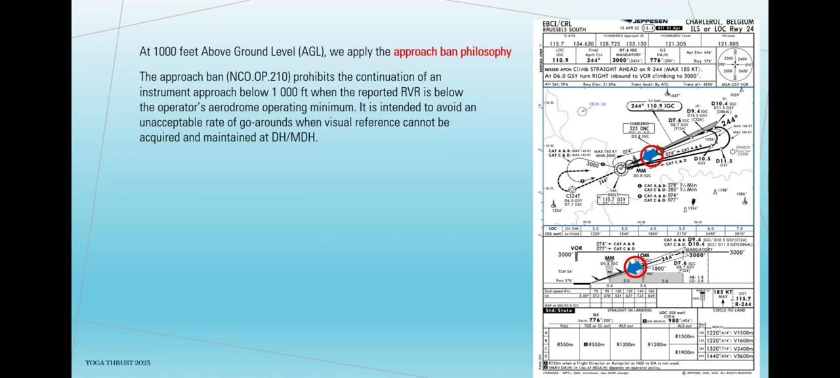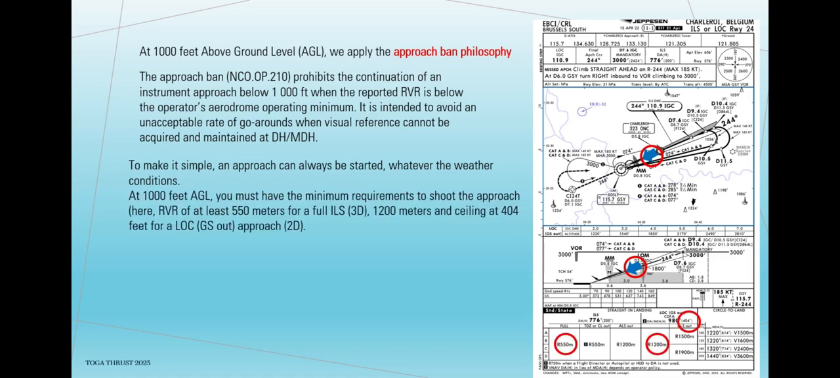The approach ban, NCO.OP.210, prohibits the continuation of an instrument approach below 1,000 feet when the reported RVR is below the operator's aerodrome operating minimum. It is intended to avoid an unacceptable rate of go-arounds when visual reference cannot be acquired and maintained at DH, MDH. To make it simple, an approach can always be started, whatever the weather conditions.